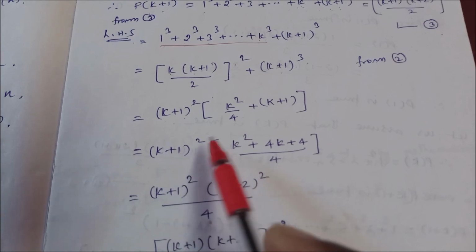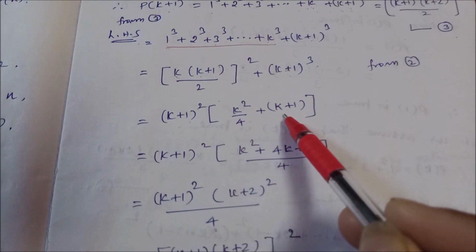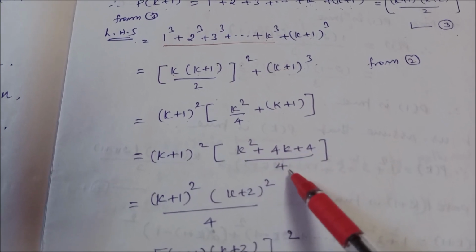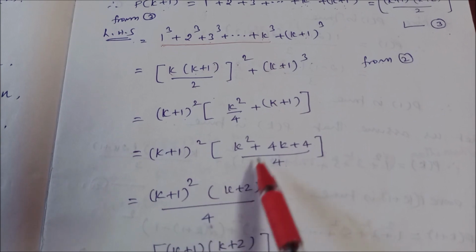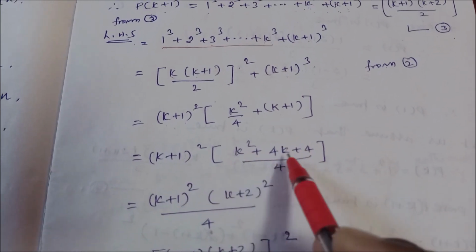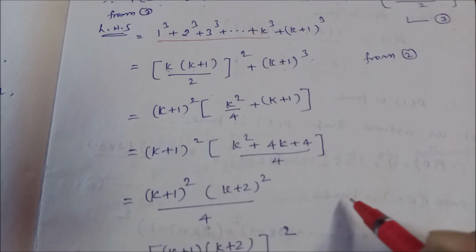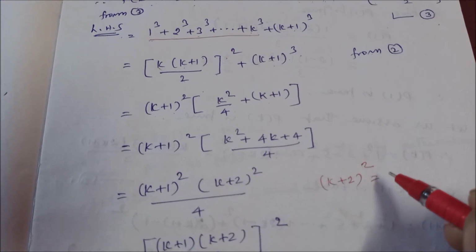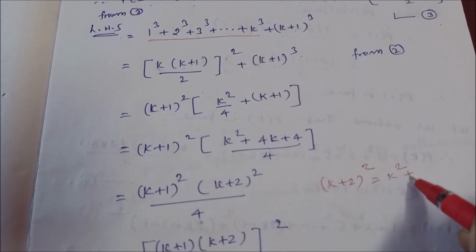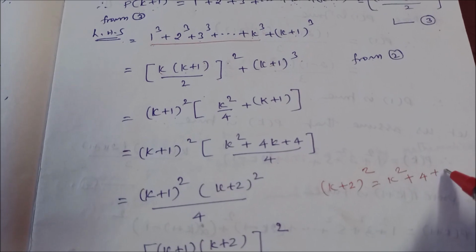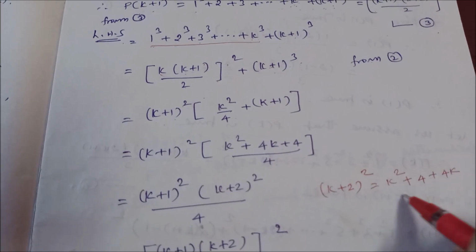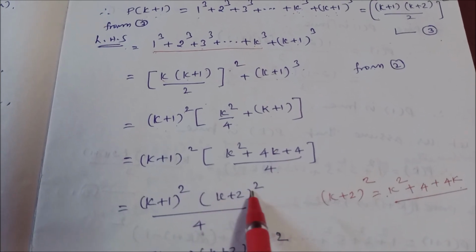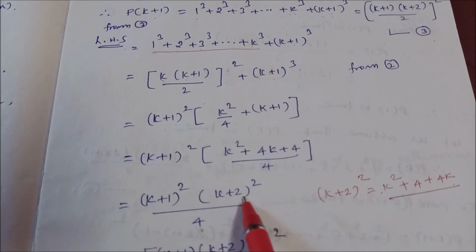After that, (k plus 1) whole square, take LCM for 4. So (k plus 1) whole square into [k square plus 4k plus 4] by 4. The full term k square plus 4k plus 4 is equal to (k plus 2) whole square. Using (a plus b) whole square equals a square plus b square plus 2ab, with 2 into 2 being 4k, so k square plus 4 plus 4k is equal to (k plus 2) whole square. So the whole term is replaced by (k plus 2) whole square.